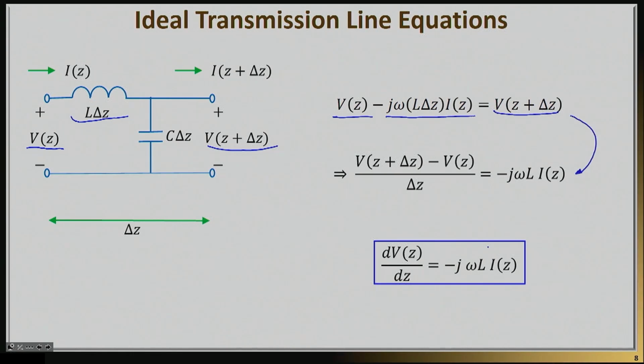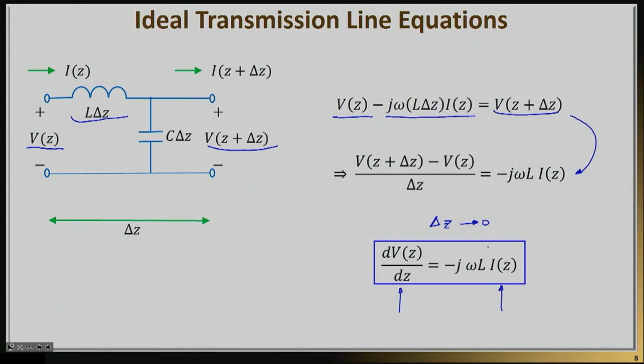And once you let delta z go to 0, since ideally we have a 0 length unit cell, you will basically get the equation I have in this blue box as my first differential equation that links the derivative of my voltage to the current.